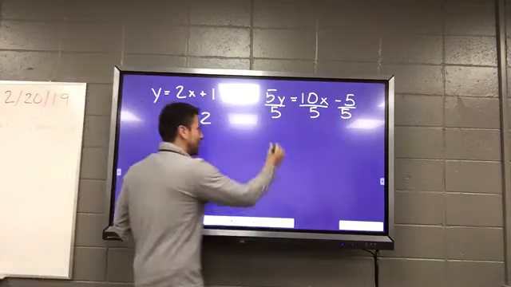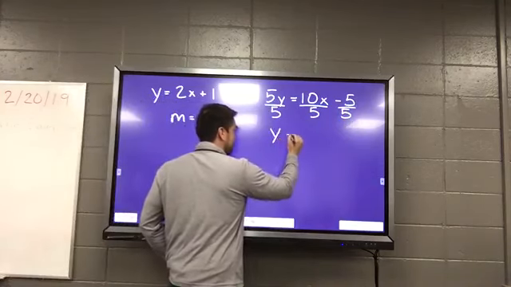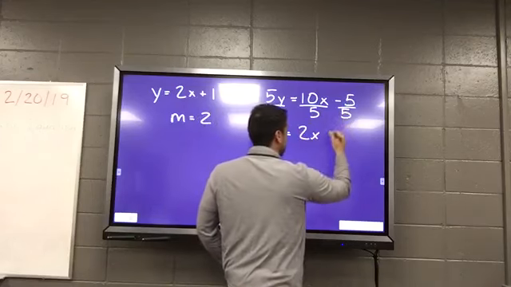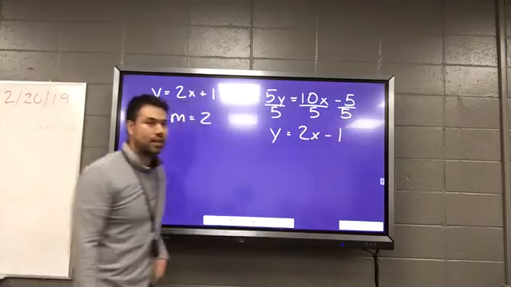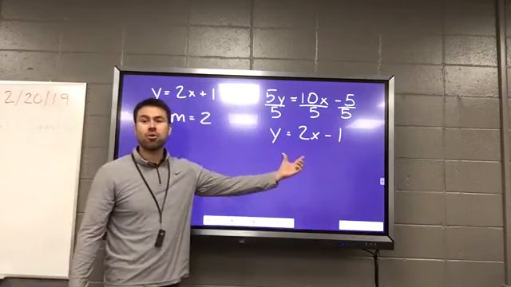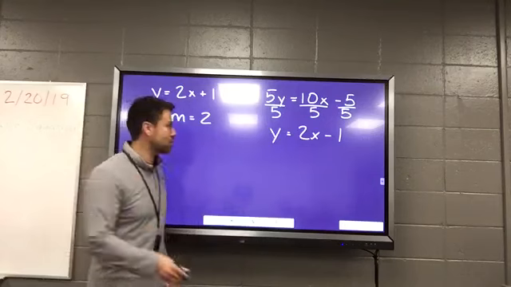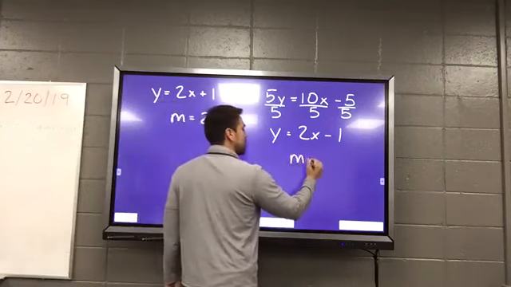What's 5y divided by 5? Y. What's 10x divided by 5? 2x. What's negative 5 divided by 5? Negative 1. Is that in slope-intercept form? That's a good thing. Yes, it is. And now I know what the slope is. Eva, what's the slope? It's just 2.